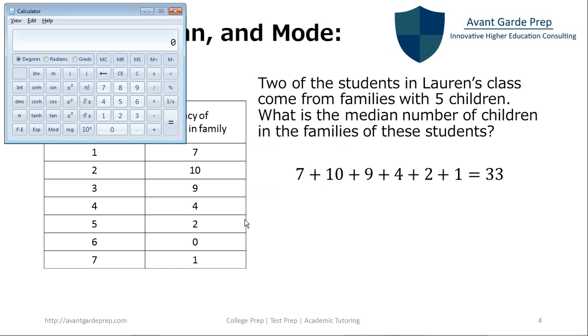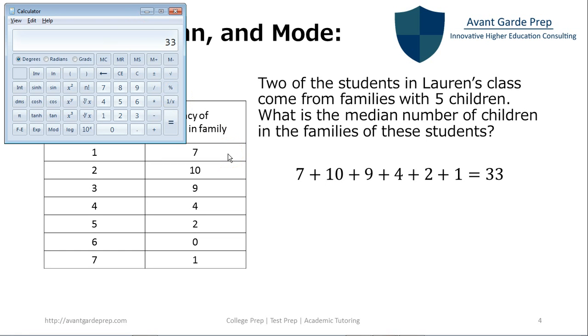So we'll go over to our calculator and we'll just add the frequency column. 7 plus 10 plus 9 plus 4 plus 2 plus 0 and plus 1. And that gives us 33. So what that means is 33 students are in Lauren's class that were surveyed. And so that gives us the total number of students.